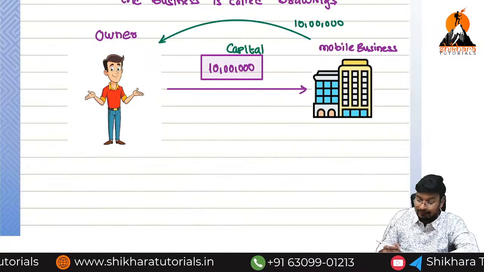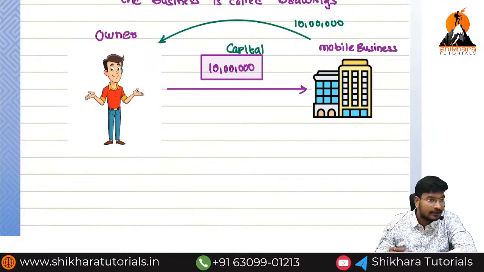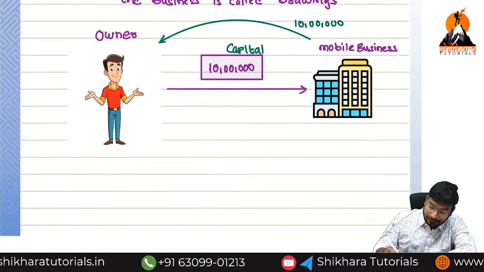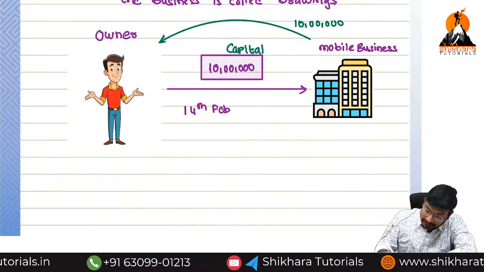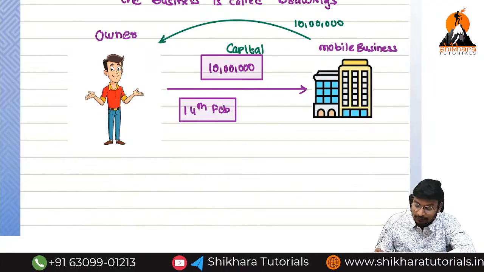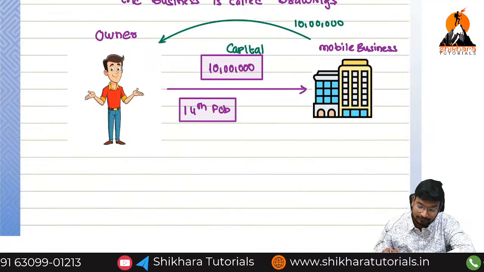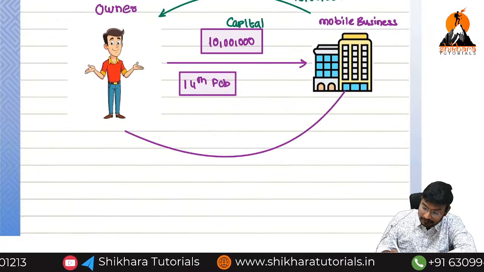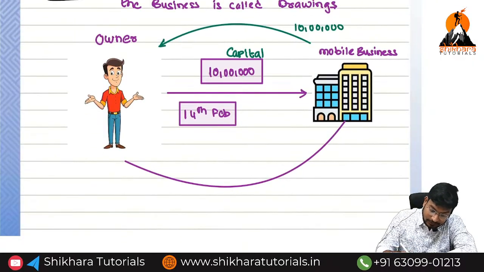Now imagine we are in February 14th. What is the date today? Imagine today's date is 14th February. What is the occasion on this day? We are having Valentine's Day. So we are doing the mobile business. What is the owner doing? The owner is having one girlfriend, so he needs to give a gift to the girlfriend.